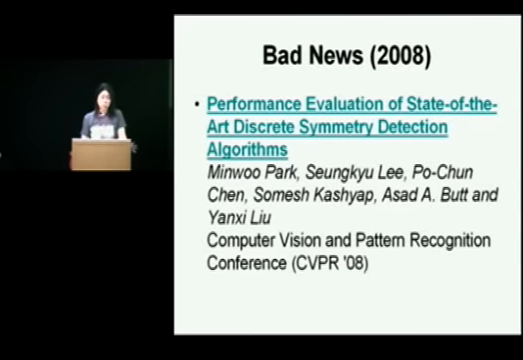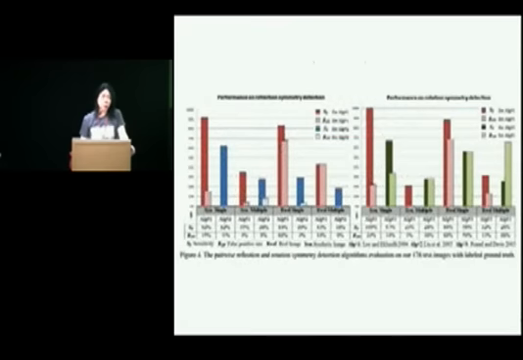In any case, we actually did a survey, not just a survey, we actually did a quantitative evaluation of existing algorithms: given a set of images, how good are they compared with each other? And this is the bad news.